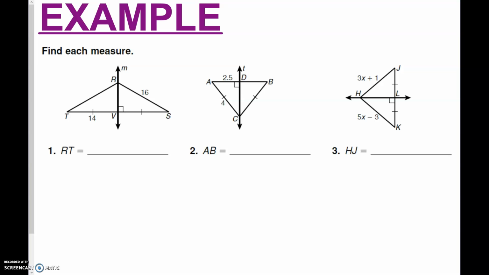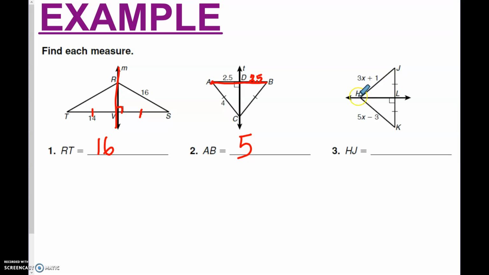All right, so let's try some examples. Is this a perpendicular bisector? Yep, perpendicular, sides are marked congruent. So how long is RT? Well, those two distances must be equal. So this has to be 16. All right, AB. They're telling us that this is congruent. It's on the bisector. It is perpendicular, so this is also 2.5. So what do they want? AB. So this must be 5.